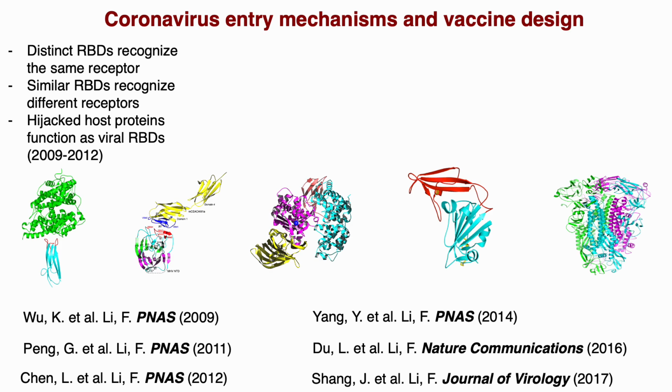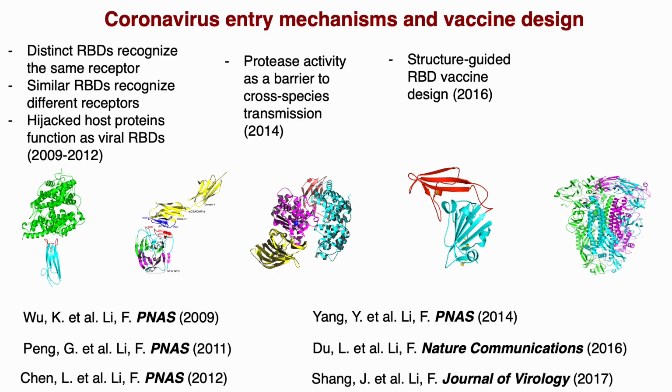We also showed that coronaviruses could hijack host proteins and use them as viral RBDs. Our research was the first to show that host protease activities can function as a barrier for the cross-species transmission of coronaviruses, in addition to RBD-receptor interactions, which function as another barrier.